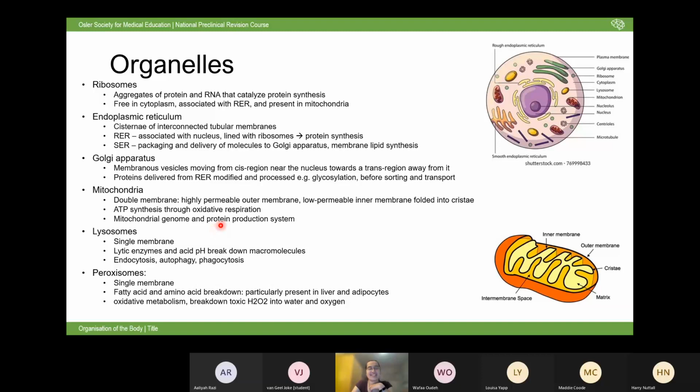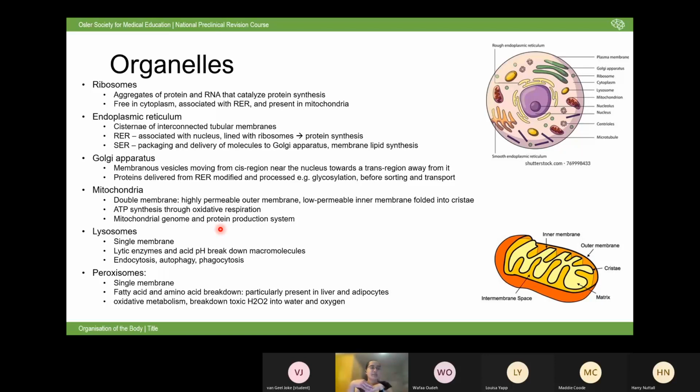And a classic MCQ thing is that mitochondria also have their own genome and protein production system, which, when it goes wrong, can produce mitochondrial diseases. So that is important. And then looking at lysosomes and peroxisomes, these are both quite similar in terms of being single membrane vesicles, which are important in the breakdown of macromolecules.